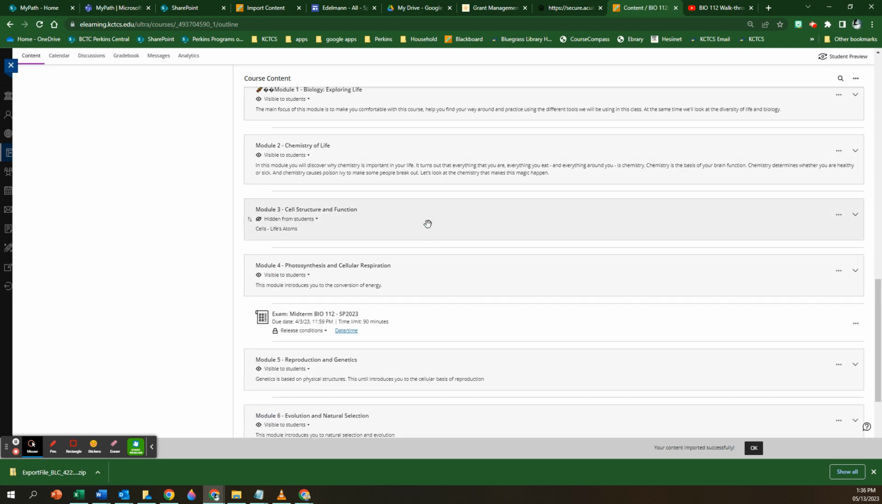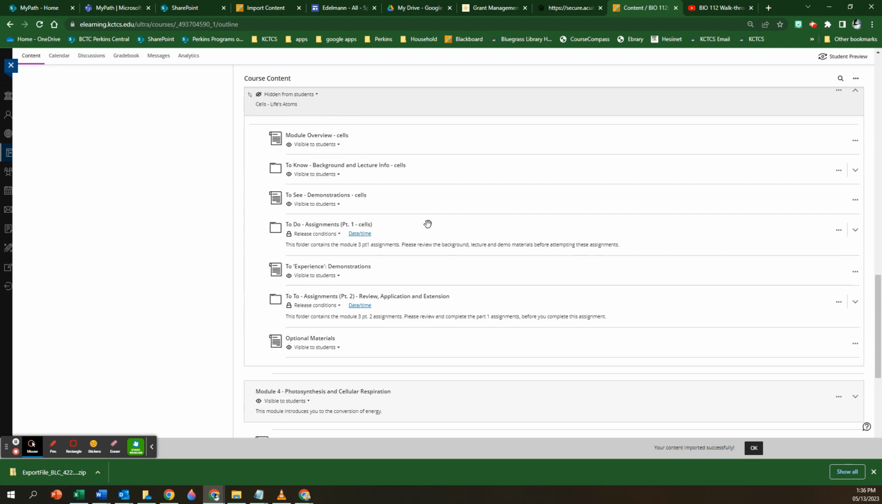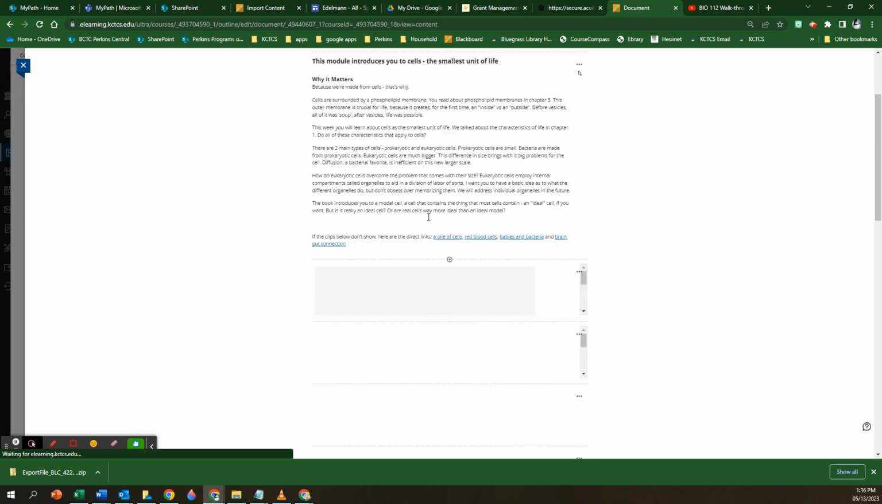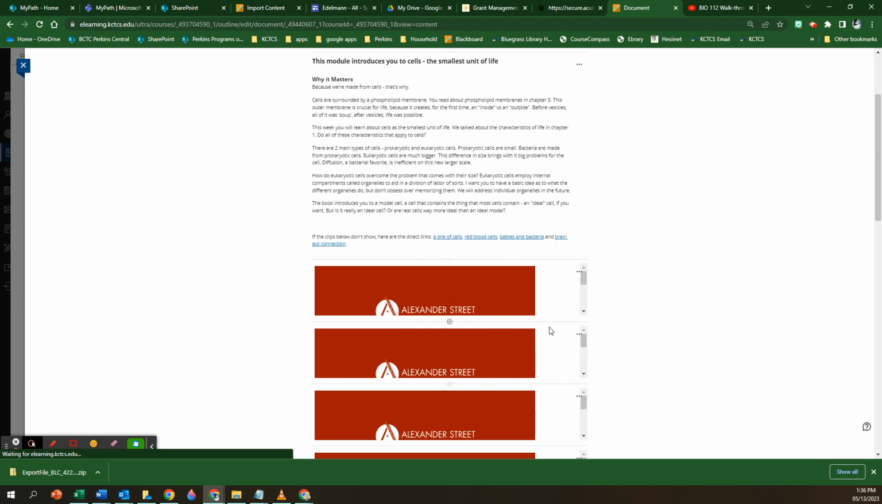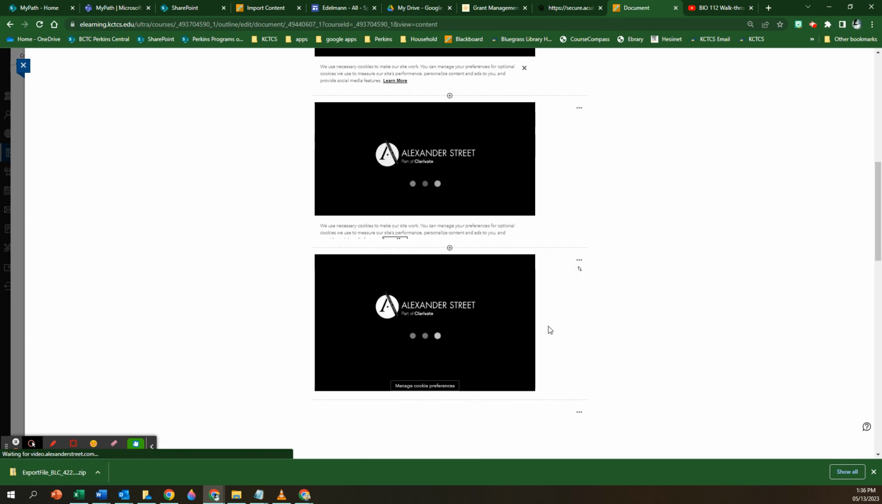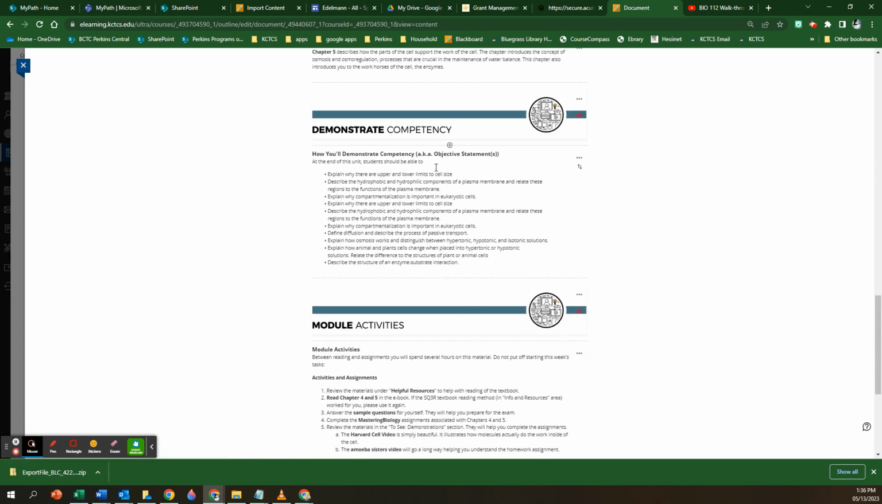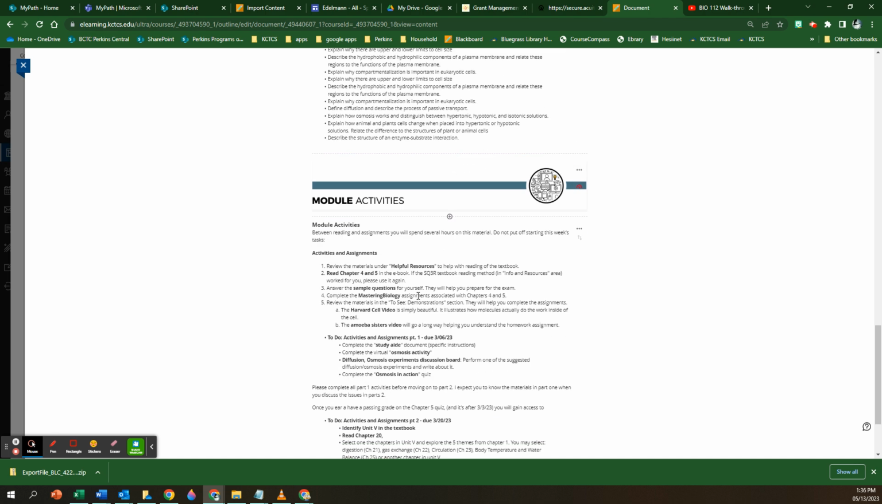Then we get to cells and structure. And again, you've got the modules of the cells. You've got a little bit of video stuff that if they want to look at it. And then I need this, this needs to actually be smaller. I want to make that way less than that.